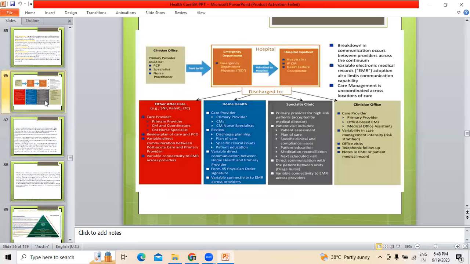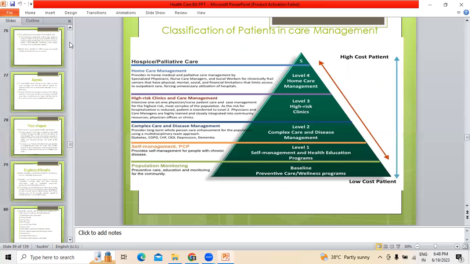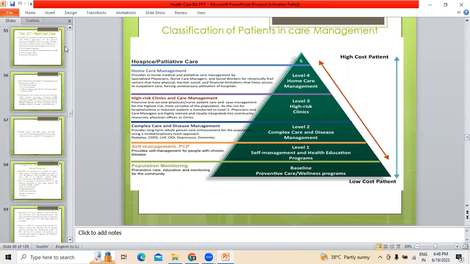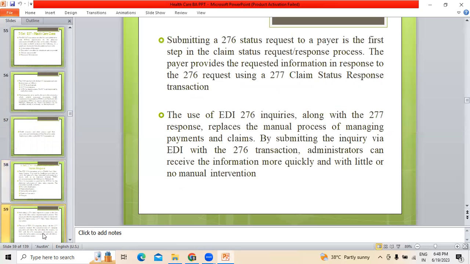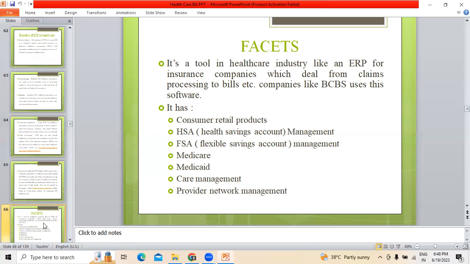So there is a process of care management. You can see care management, right? So the classification of care management, all that, I'm going to discuss in coming sessions. Right. So care management and case management will be there. The details over care management and case management, that is also provided, will be mentioned here.